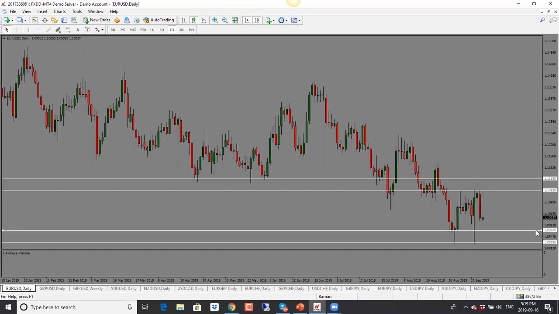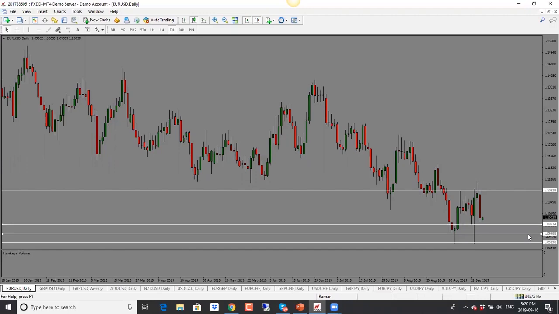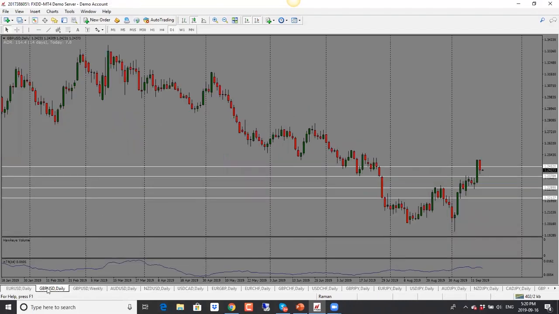And our first target here would be 1.0980. And below that, we are looking at 1.0950 and then 1.0920, basically looking for price to come back into the range. It has been trading in a range, hasn't been able to break through the high, rejected the high. So now we're looking for price to drop. So bias is bearish here for euro dollar.